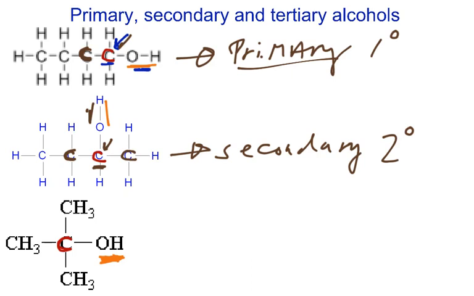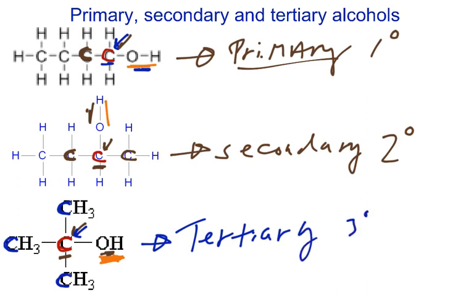And in the last example, we have our carbon right here, which is attached to our OH group. So we simply ask ourselves how many other carbons are attached to it directly. There's 1, 2, 3 carbons that are directly attached to this carbon right here. So this structure will be called tertiary. Once again, the names primary, secondary, and tertiary are referring to how many carbons are directly attached to the carbon which has the OH group.